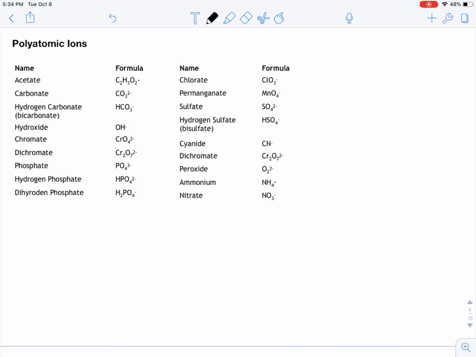Most of the time, when there's a hydrogen in front of a nonmetal, we think acid. A very common one is HCl. We know this is called hydrochloric acid. However, this is the case when it's a compound. That means if I put HCl in water, I will produce hydrogen and chlorine. That is the definition of an acid.